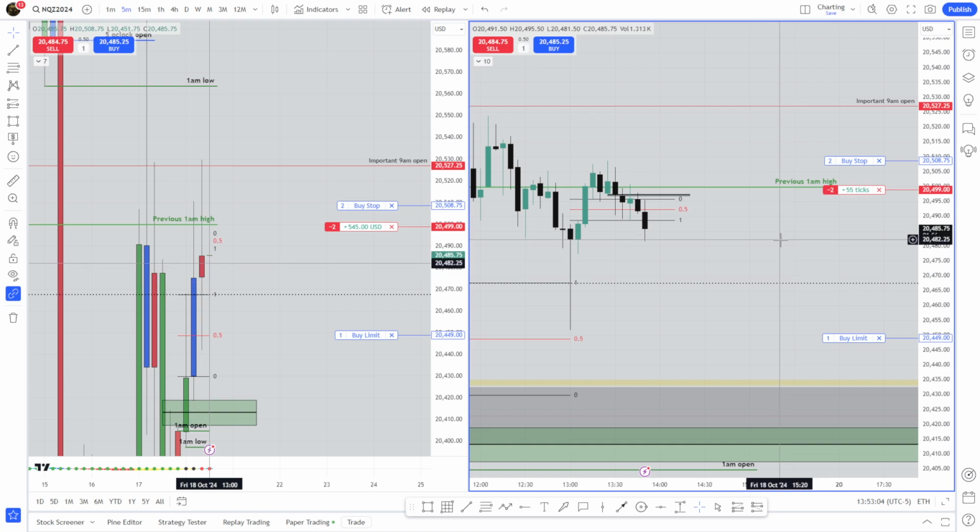Okay, what did we just tap? We just tapped the open of this candle that took us up to the previous 1 a.m. high. Let's see what kind of reaction we get from right there. Do we close through this candle? Okay.